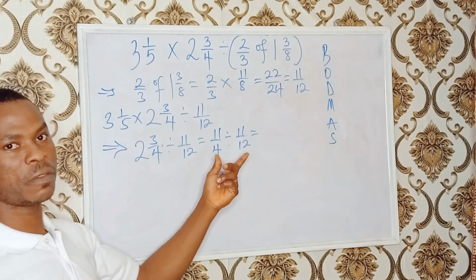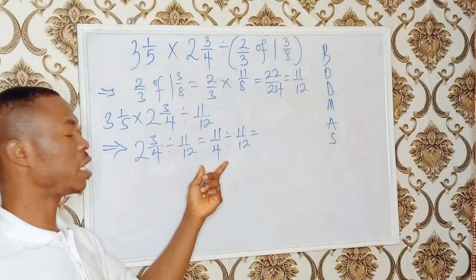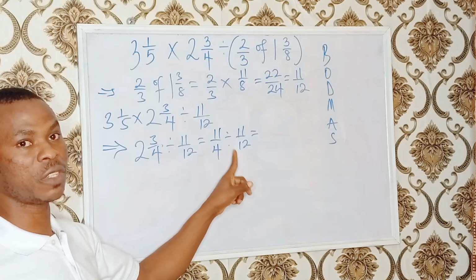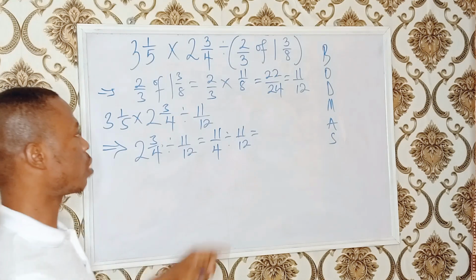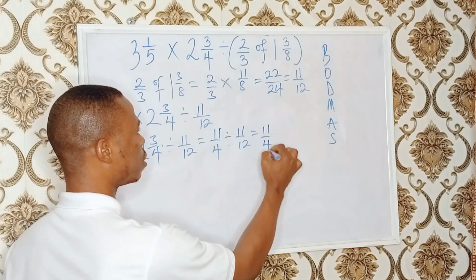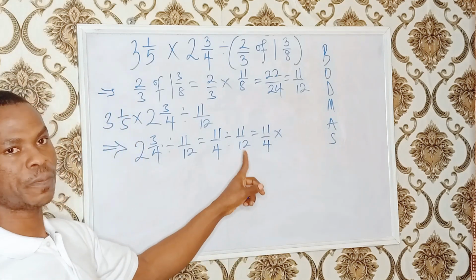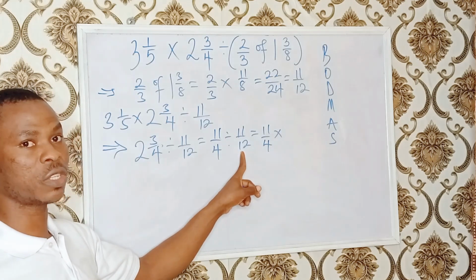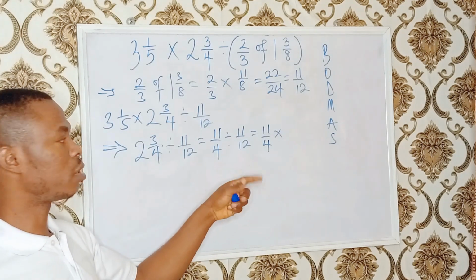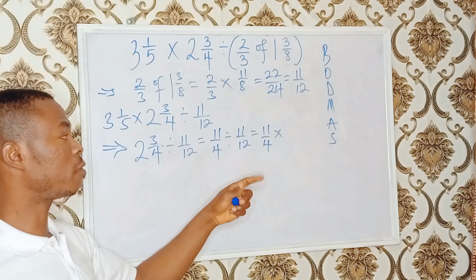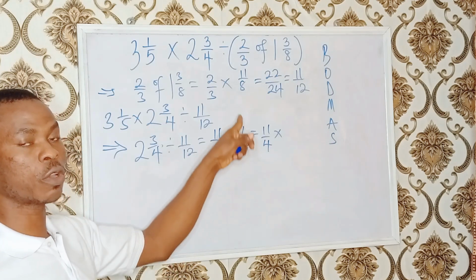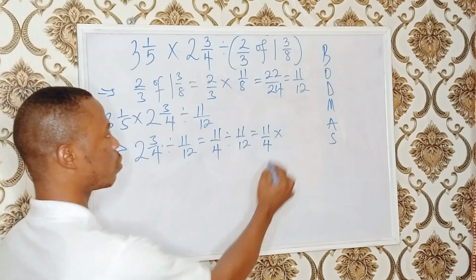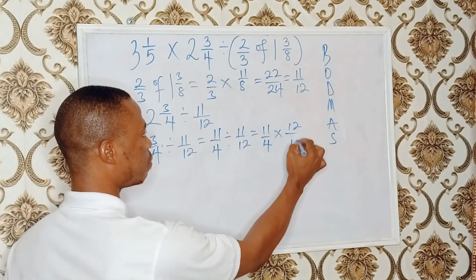Now when you're dividing a fraction, what you do is that you change this division to multiplication. So that will be 11 over 4 times, then the fraction you have after this division, you are going to alternate it. What do I mean by that? Find the inverse of it. It means that the denominator will become the numerator and the numerator will become the denominator. So you have 12 over 11.